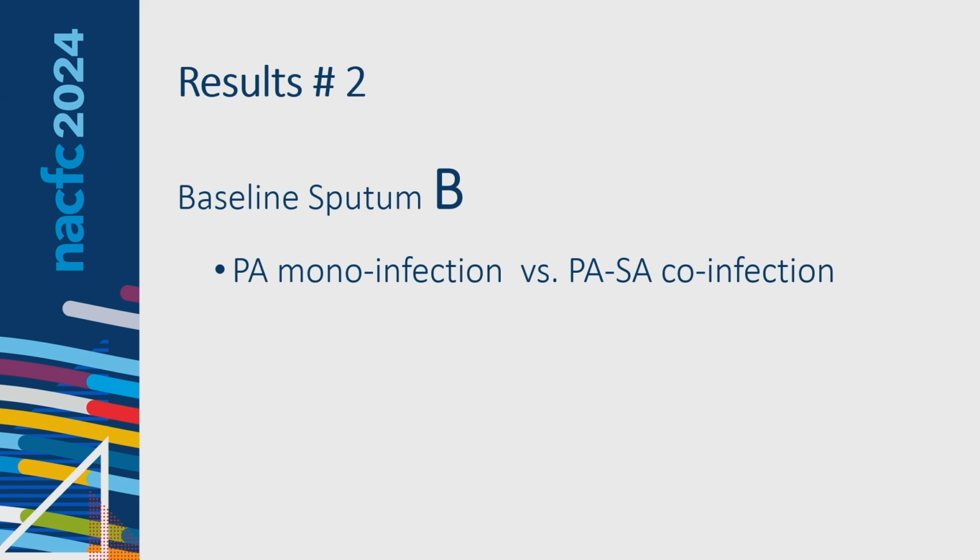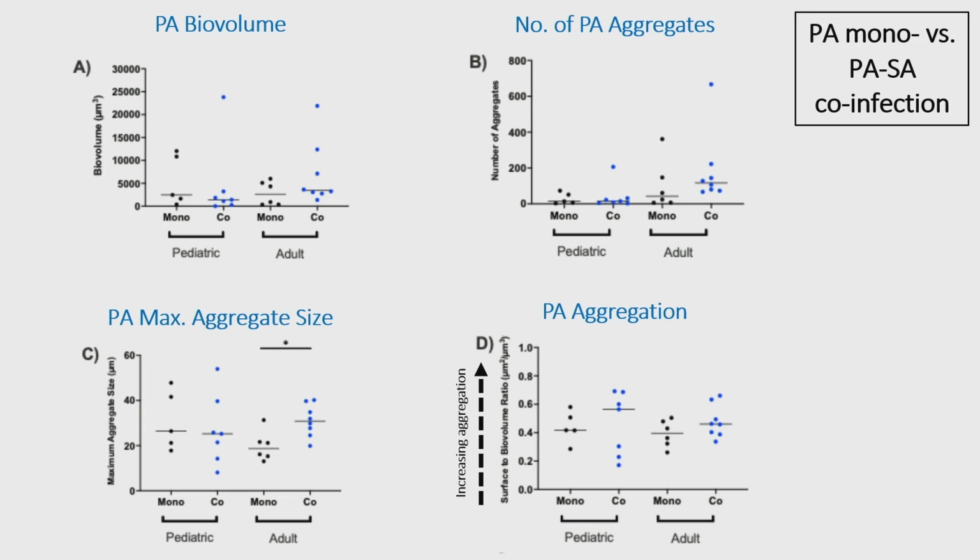In terms of the difference between mono infection versus PA-SA co-infection, we did see an increase in the maximum aggregate size in the adult co-infected patients compared to the mono. There are also other things that are trending. For example, in the bottom right corner, there's PA aggregation. We're starting to see increasing aggregation in the co-infection in both the pediatric and adults compared to the mono.